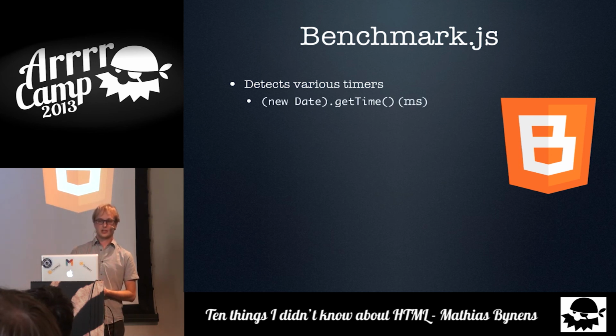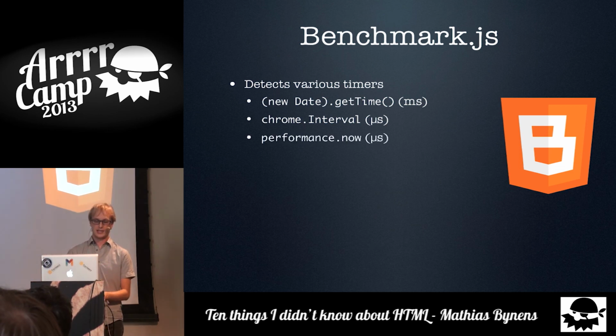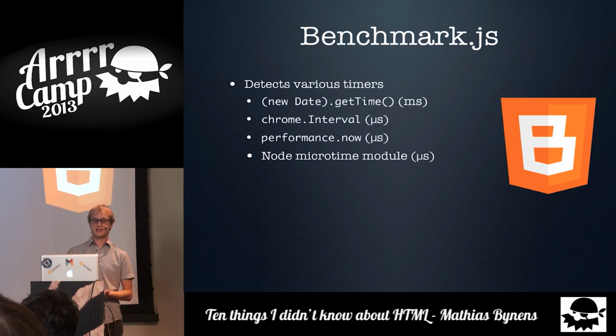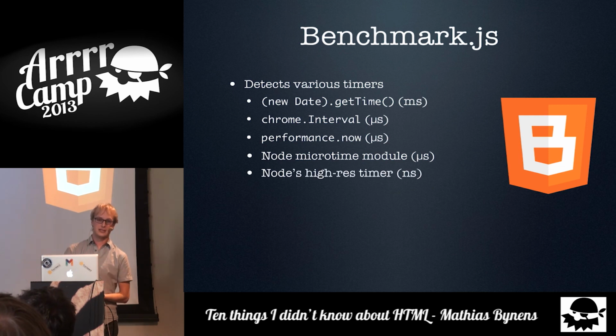In Chrome, if you start Chrome with a certain flag, you get an extra object called chrome.Interval, and you can use that to get microsecond resolution. Or you can use performance.now nowadays, which basically does the same thing. For older versions of Node, you can install an optional microtime module, which basically adds bindings, so you get a microsecond timer in Node as well. However, more recent versions of Node have a built-in high-resolution timer that goes all the way up to the nanoseconds, so that's very high precision.